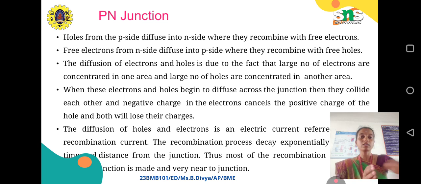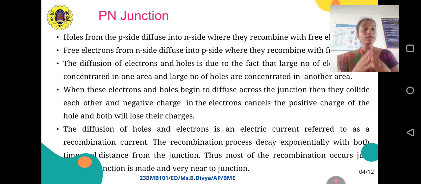Next, the diffusion of holes and electrons in the electric current is referred to as a recombination current. When the supply is given to the p type and n type, we are giving an electrical supply from an external source, and we get electrical energy there. Using that electrical energy, the electrons and holes will again get recombined.